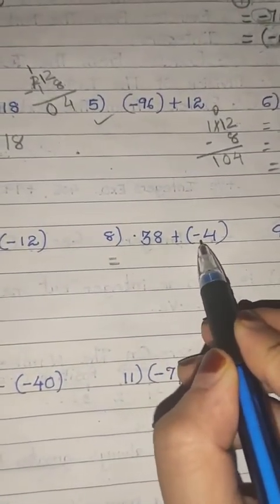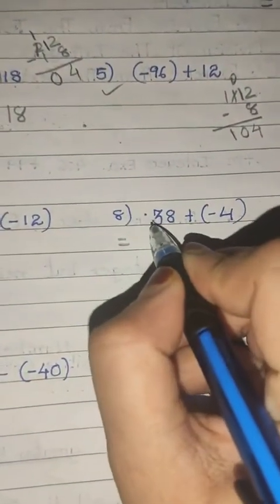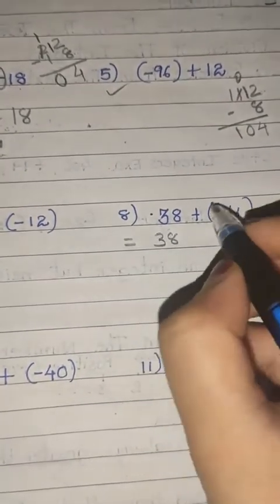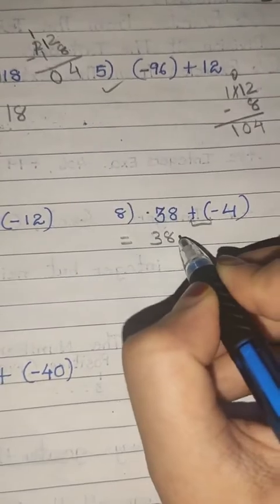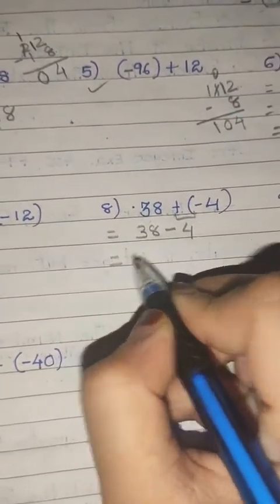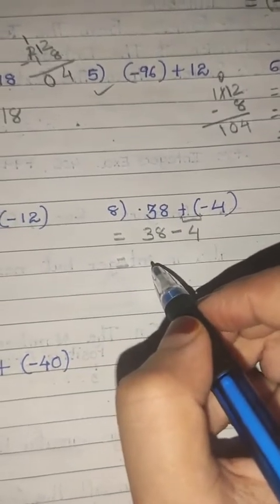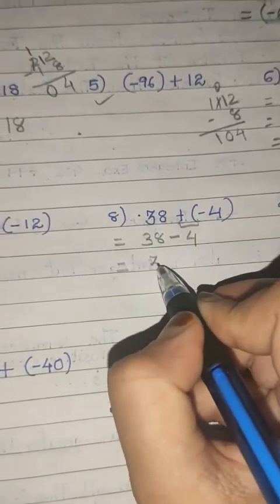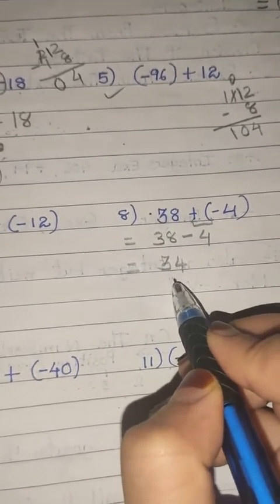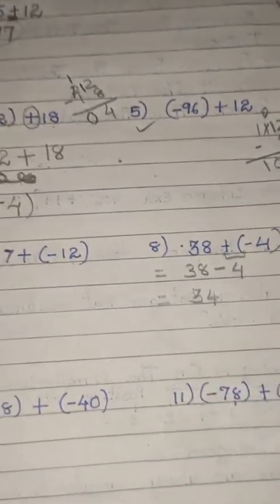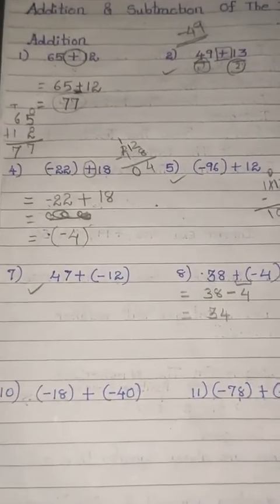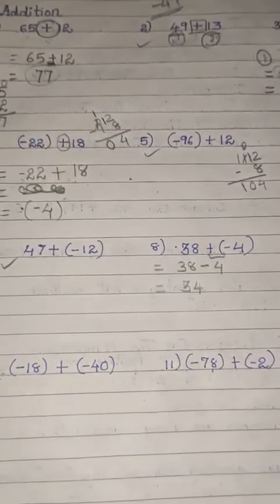38 plus minus 4. So as there is no sign, 38 will be as it is. Then plus minus minus 4. So 38 minus 4. Can you guess? Yes, 34. And 34 will be positive or negative? Yes, it will be positive. I hope you understood this and you will practice all these sums.